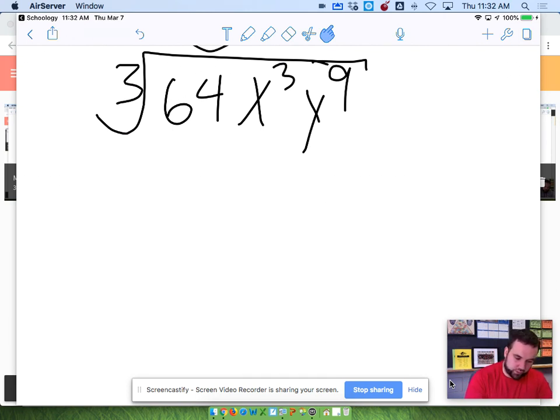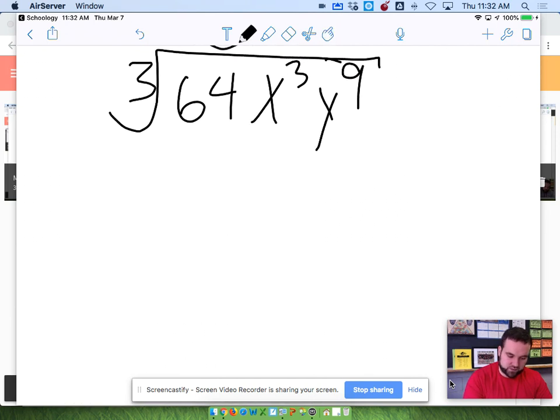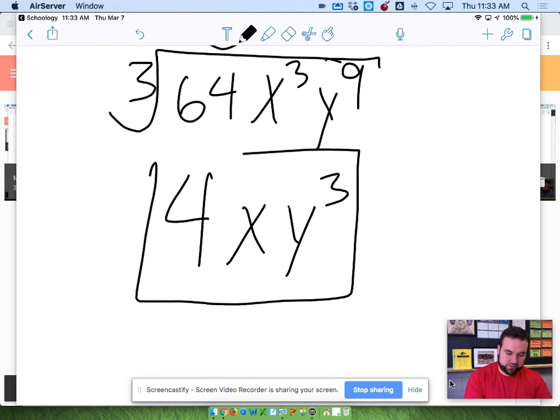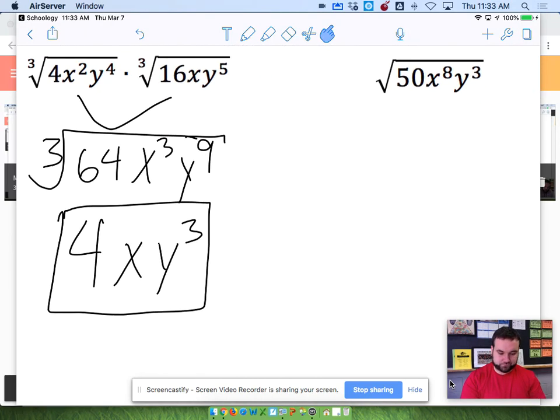And this one's actually really nice because each part of the radical simplifies really nicely. The third root of 64 is just 4. The third root of x to the third is just x to the first. And then we end up with y to the third power. There's nothing left inside a radical because everything was a perfect cube root. So we leave it like that and we move on.